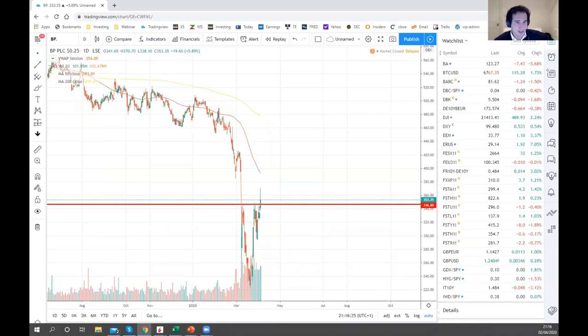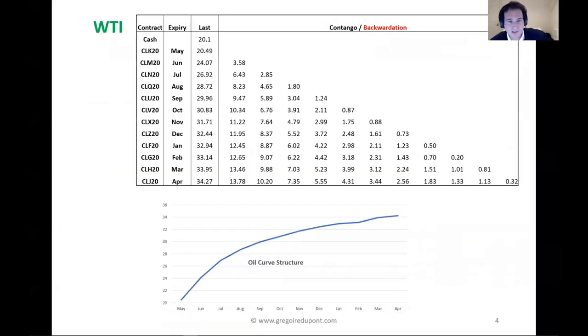But if we go back into the spreadsheet, or this slide, should I say, I want to be looking at WTI and the futures contract. So WTI, which is oil, is trading with a cash price, which is the monthly future on the contract for this month. And then you have forward contracts, okay?